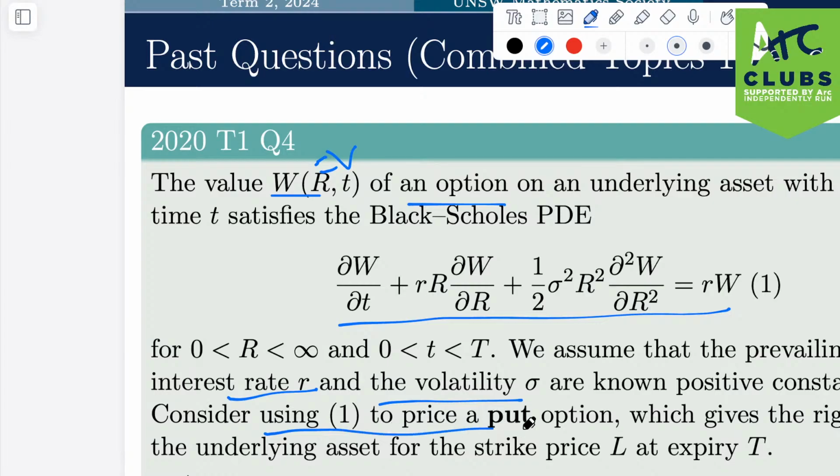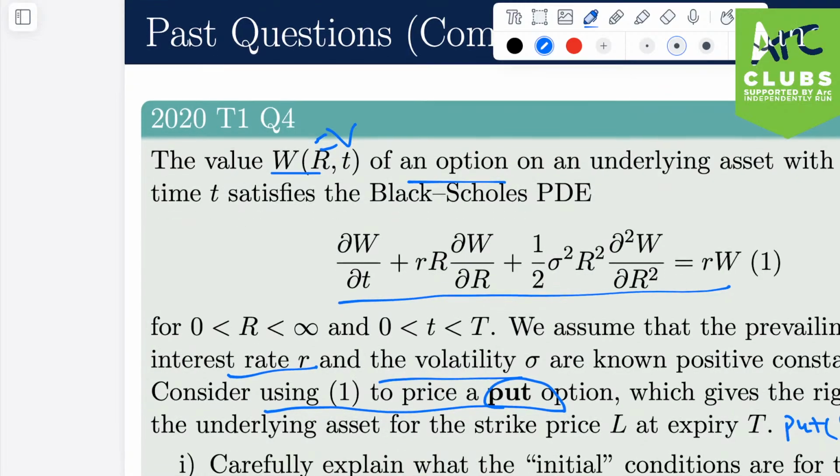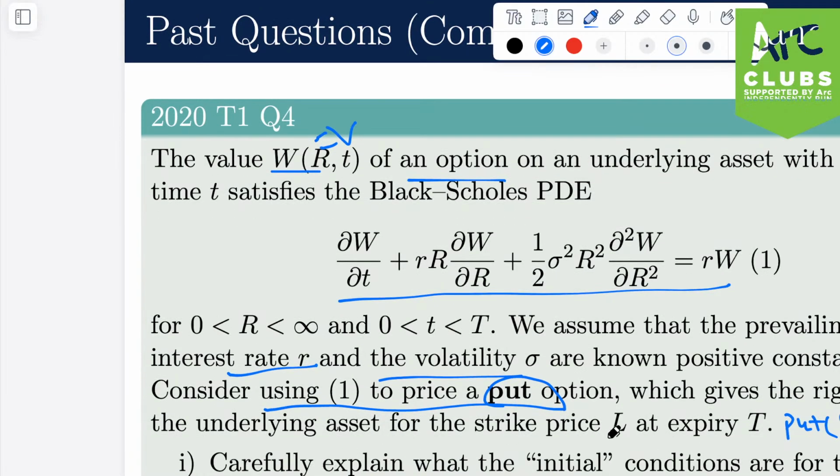And we want to use this to price a put option. It actually does matter whether we are using a call or put, because for a put, at capital T the value is equal to the maximum of K minus S or 0. The strike price here is L, sorry, not K.